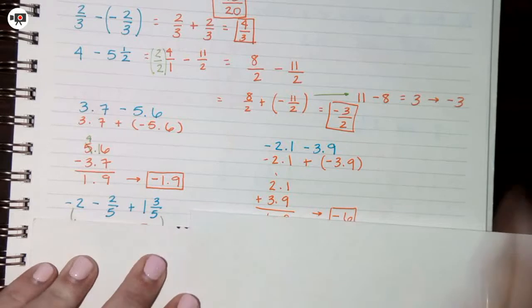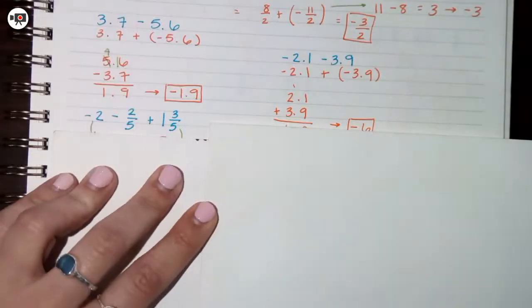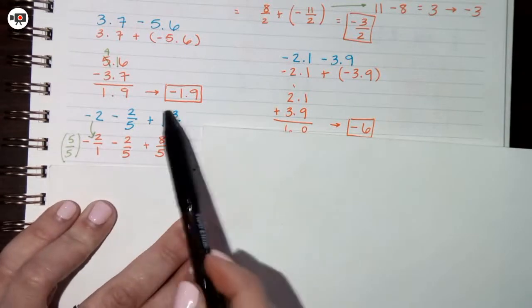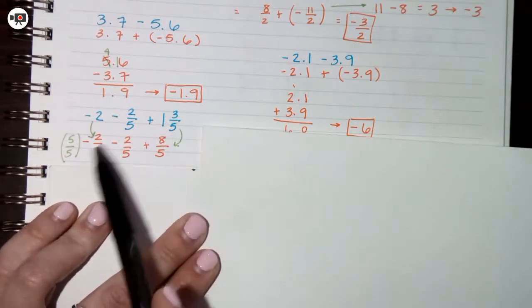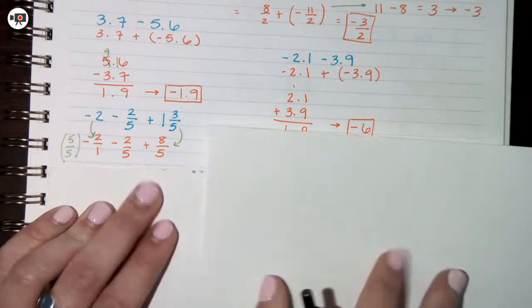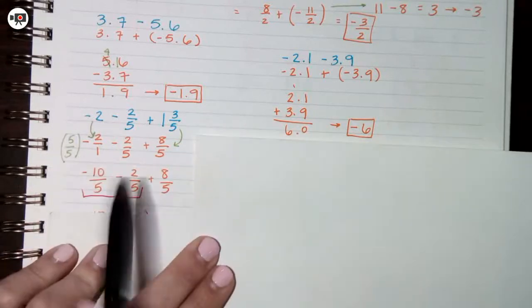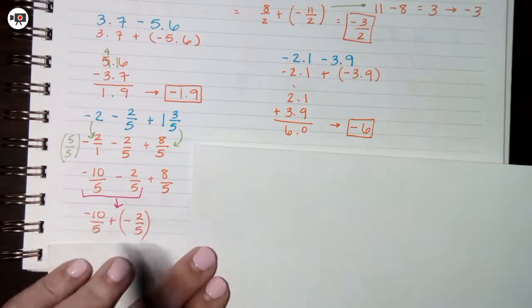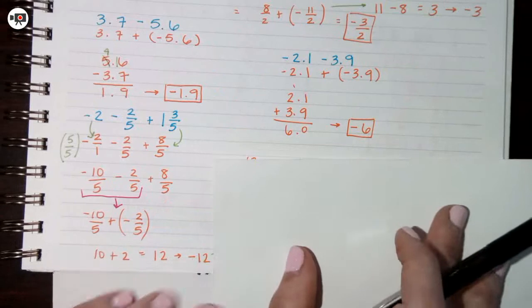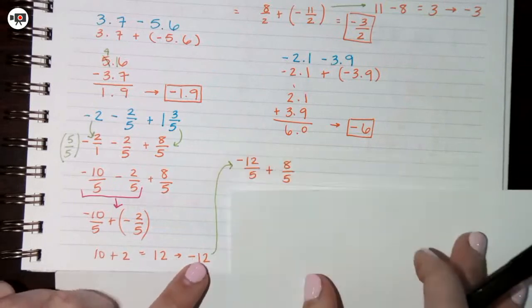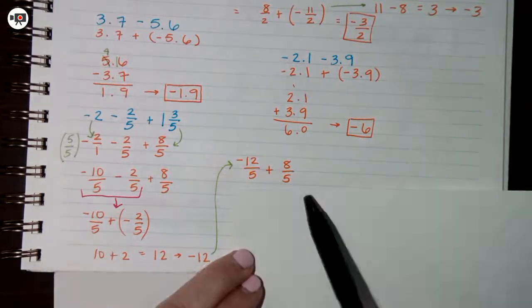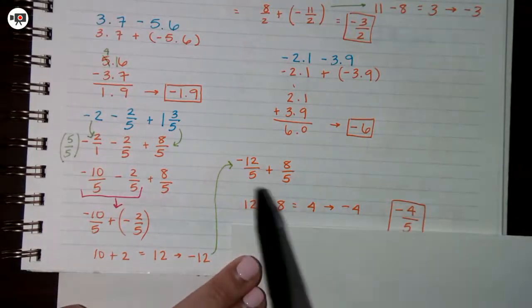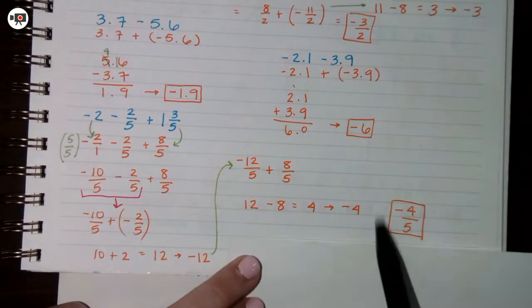This one here, I have 3 terms that I am combining. So I'm going to rewrite 2 as a fraction, rewrite 1 3/5 as an improper fraction, and then I'm going to convert so they all have a common denominator. So that is going to be negative 10/5 minus 2/5 plus 8/5. To do the first two, negative 10 minus 2 is going to be negative 12. So that's negative 12/5 plus 8/5, which is 12 minus 8, which is 4, but the 12 was negative, so it's negative 4, so it's negative 4/5.